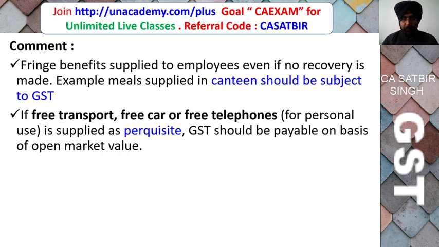Here, fringe benefits supplied to the employees, even if no recovery is made, are covered. For example, meals supplied in the canteen should be subject to GST. If free transport, free car or free telephone is supplied as perquisites, GST should be payable on the basis of the open market value.